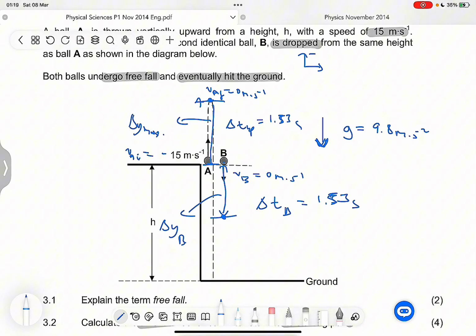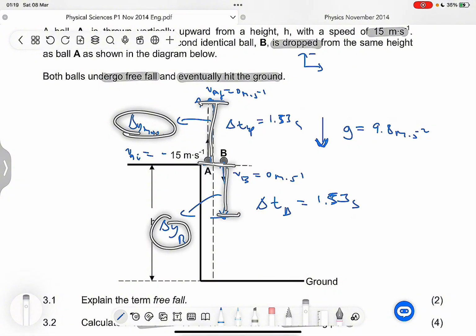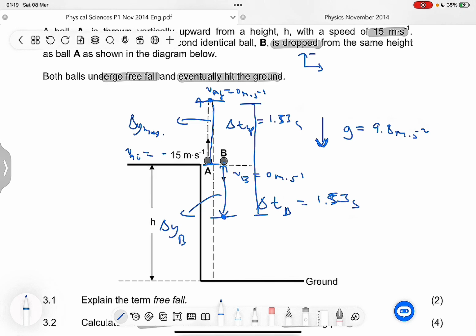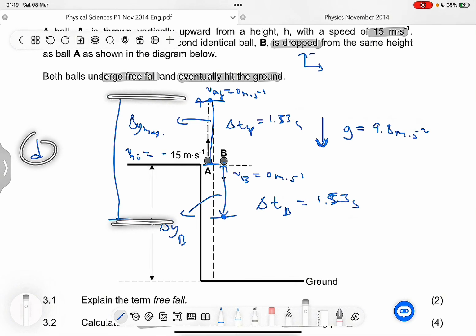Now what have we done? We have actually determined the maximum height here. We also have determined this height here. Now to get the height between these two balls, this whole height here, let me draw this from this side so that it is visible. So we're looking for this height here, the change in y. Well, let me not call it change in y, but call it d. So it is the distance between ball A and ball B.